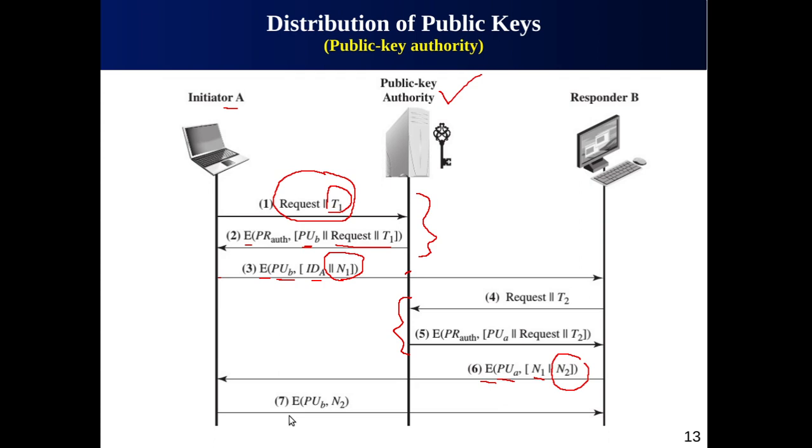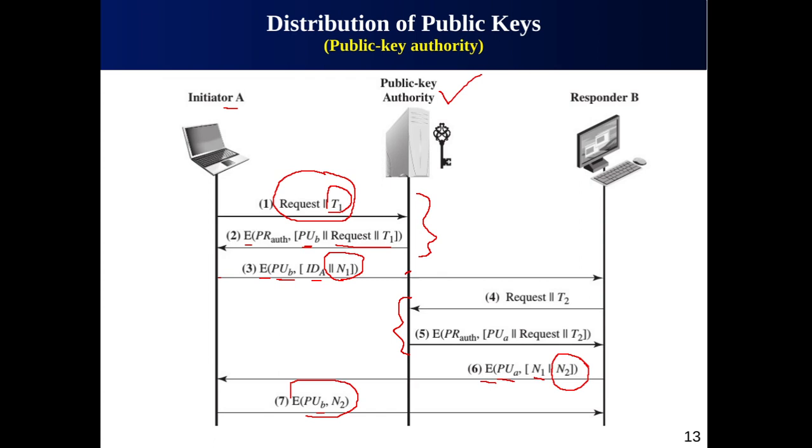Finally, at step number 7, A will return the response to the challenge. But again this message is encrypted by using the public key of B, so only B would be able to decrypt this message. And finally after this, A and B would be able to communicate with one another by using the secret, by using the public keys of one another.